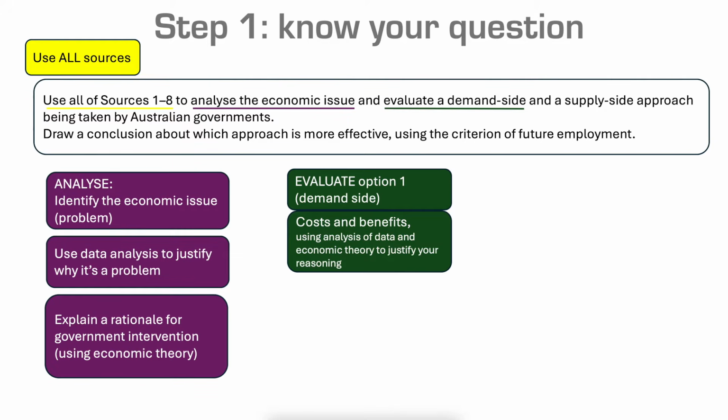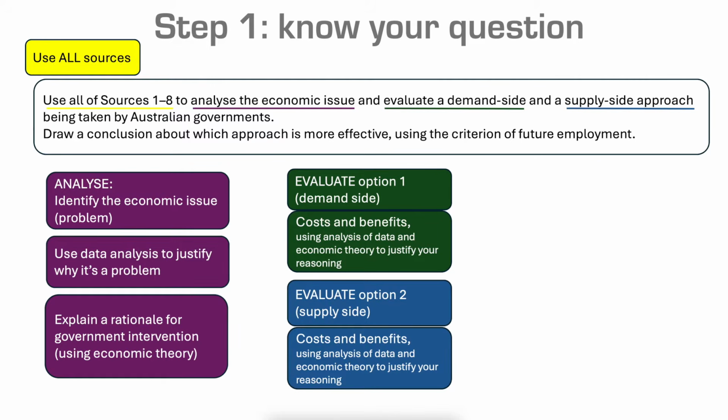The next step is then to evaluate the demand side, which we're going to call option 1. And so we evaluate option 1, thinking through the costs and benefits, using our analysis of data and once again reflecting back on economic theory to justify our reasoning. Then do the same for option 2, your supply side. Figure out your costs and benefits, and some may be relevant in the data, and then others will link back to your understanding of theory.